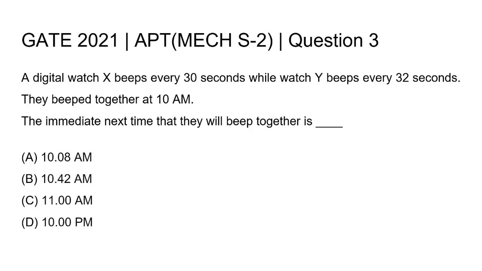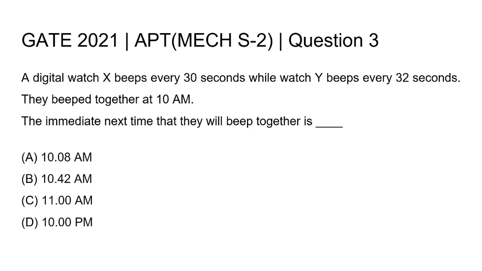Hello everyone. This is the question from KIT 2021 Mechanical Engineering Set 2. A digital watch X beeps every 30 seconds while watch Y beeps every 32 seconds. They beep together at 10 am. The immediate next time that they will beep together is blank.